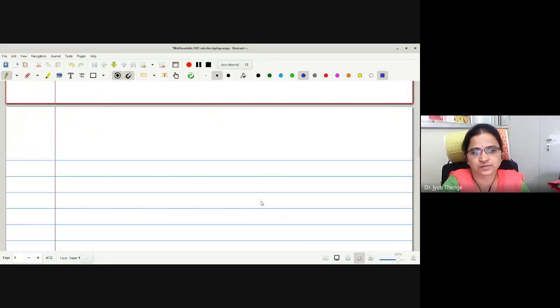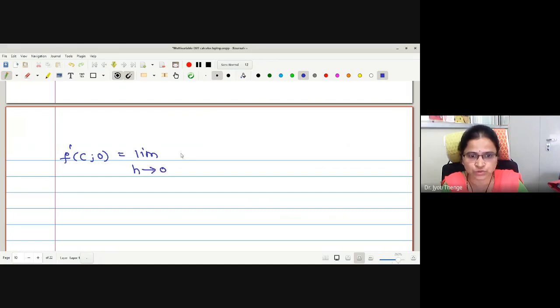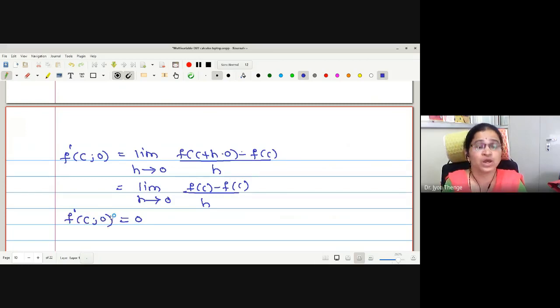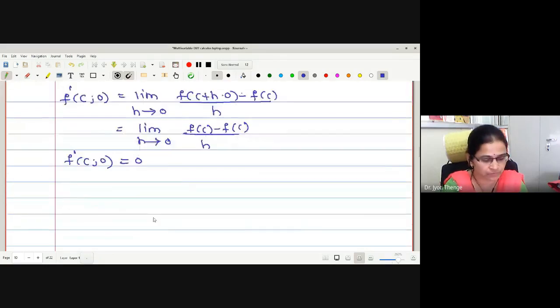Let me come to the next page. What happens? This is f dash of c comma 0. This is limit h tends to 0 of f of c plus h into 0 minus f of c, divided by h. And what is this actually? Limit h tends to 0, f of c plus h into 0 is f of c. f of c minus f of c divided by h is no doubt 0. That is, f dash of c comma 0 is always 0, irrespective of the point c. Therefore, the limit exists and the value is 0.